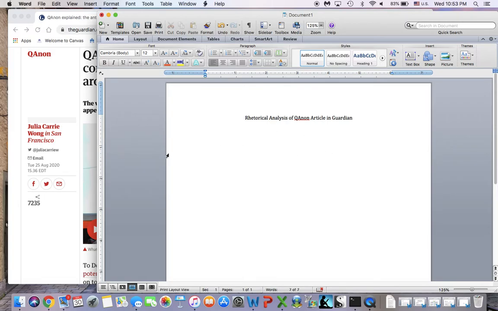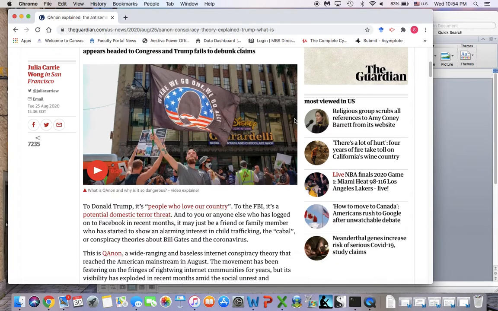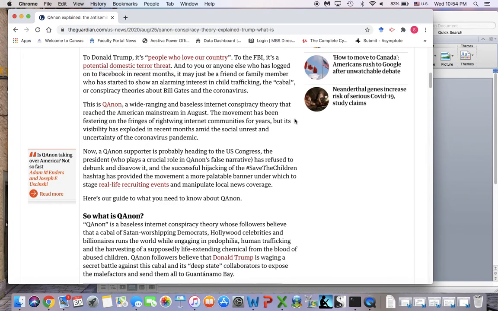Okay. So the first thing we're going to do is look at the big claim that the writer's making. We call that the rhetorical analysis claim. Remember, I told you your high school teachers might have talked about the thesis statement; we talk about the rhetorical analysis claim. So let's see what the big claim of this article is. It'll be toward the beginning. The title here is QAnon Explained: the Anti-Semitic Conspiracy Theory Gaining Traction Around the World. Let's look at the beginning and see if we can probably make out the rhetorical analysis claim in the first few paragraphs, because it's usually how it goes.